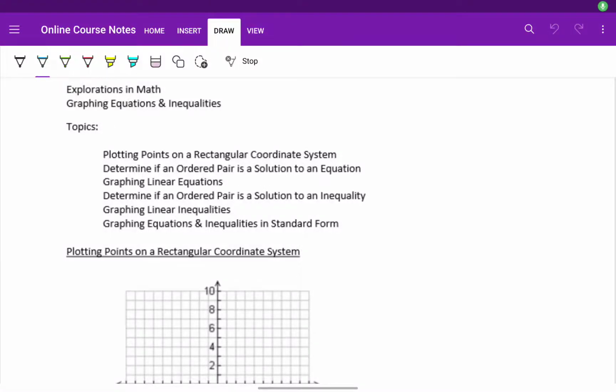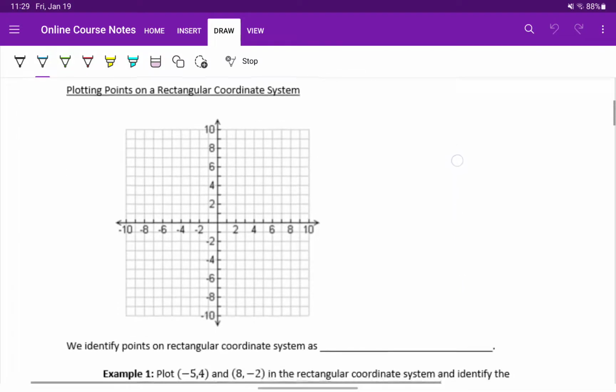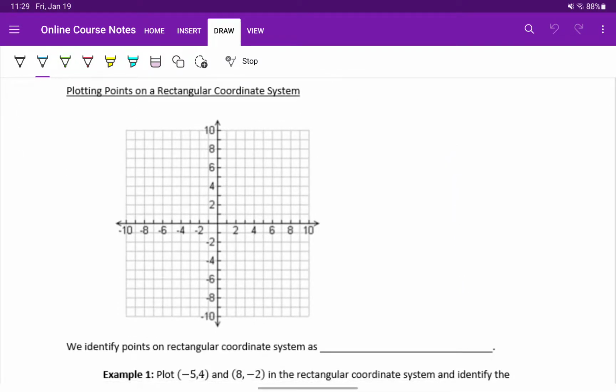In this section, we want to talk about graphing equations and inequalities, meaning we're going to come up with a visual representation of all the possible solutions for an equation or an inequality in two variables. Before we do that, though, we want to talk about the rectangular coordinate system and some vocabulary and characteristics related to it.